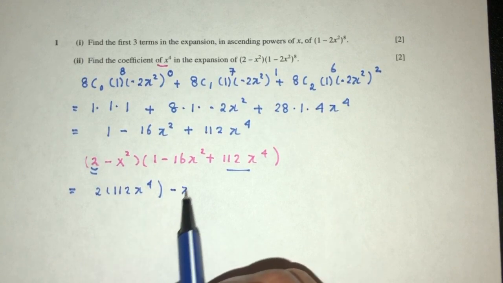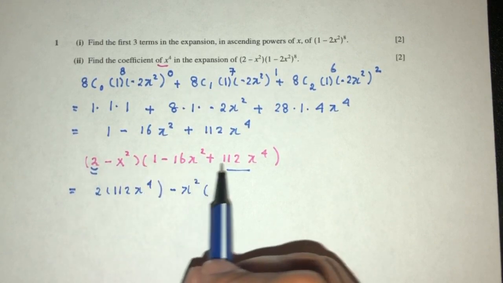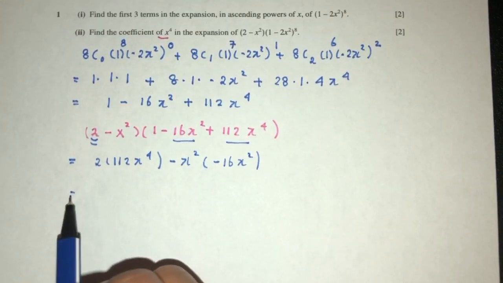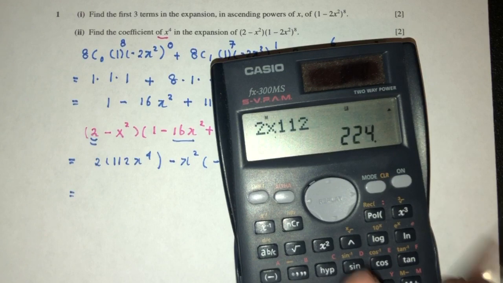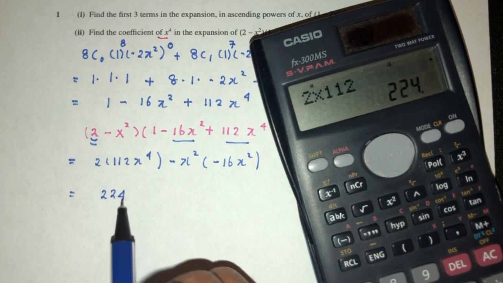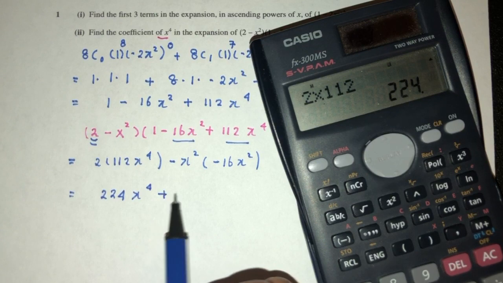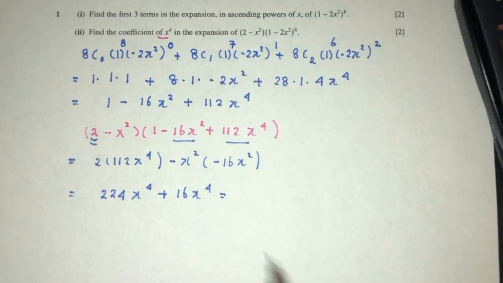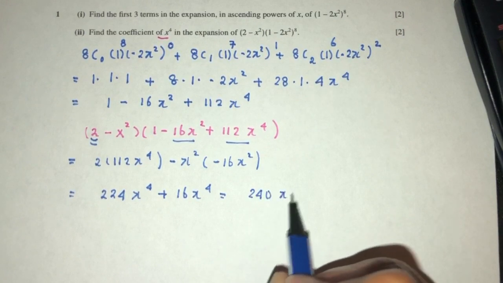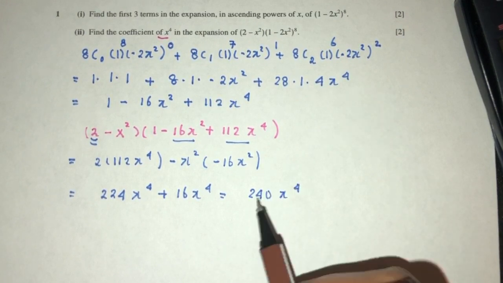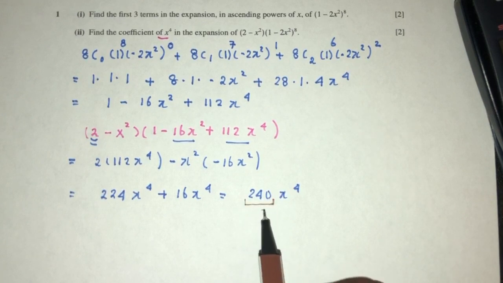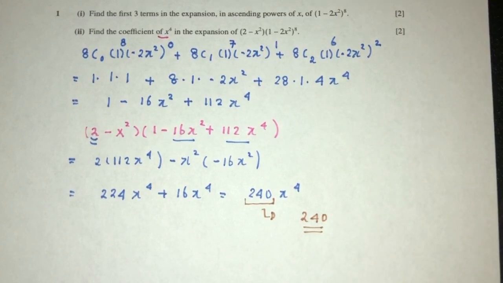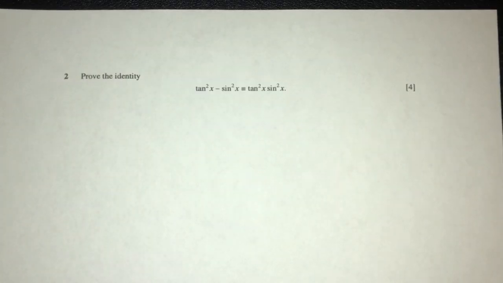And then we have this one, minus x power 2. Take which one? Take this one, right? To give you x power 4. It has to be 2 times 112 should be 224x power 4, then plus 16x power 4. That should be 240x power 4. So now we can see this one will be the coefficient, so your answer will be just 240 as your value for question part 2. So let's move on to the next question.